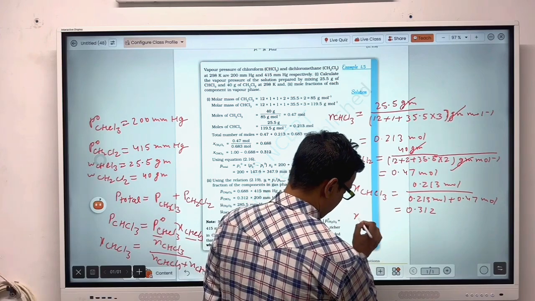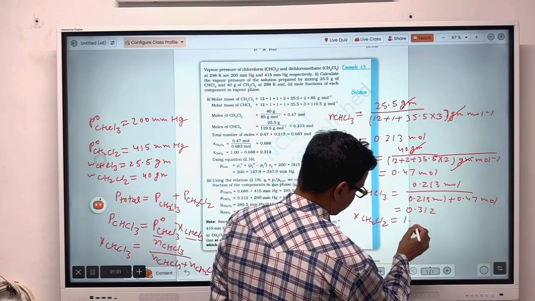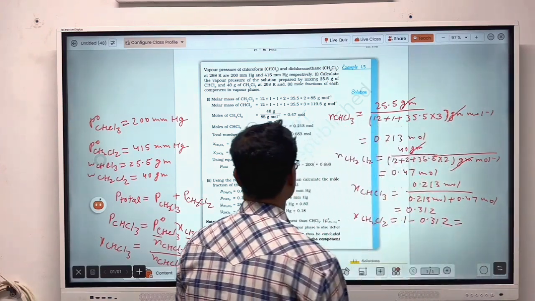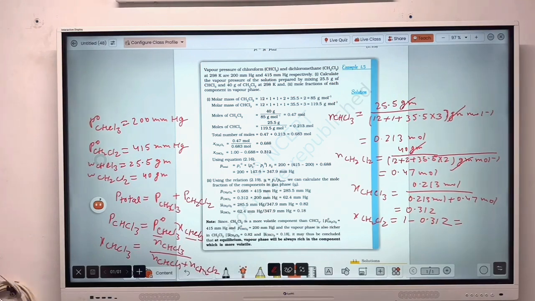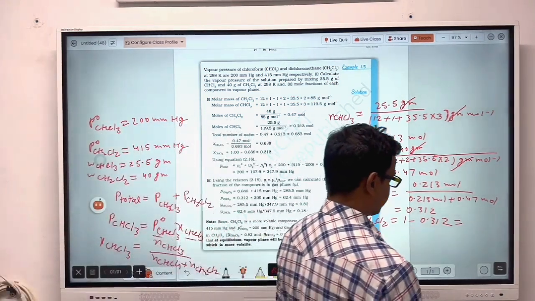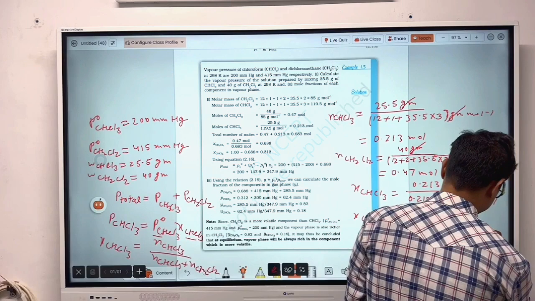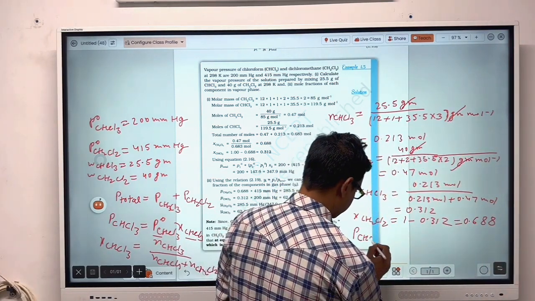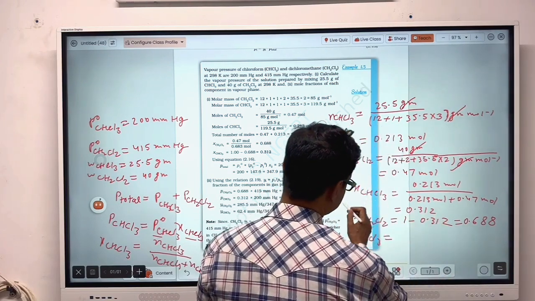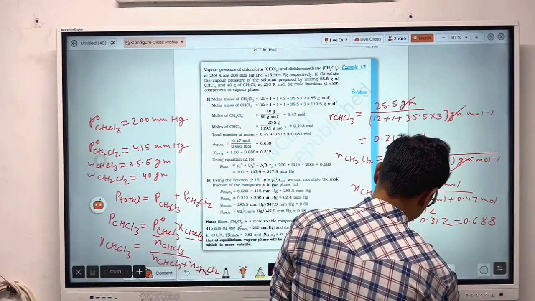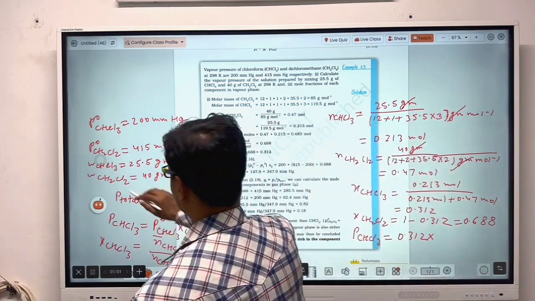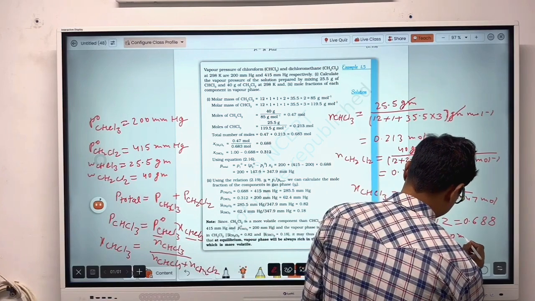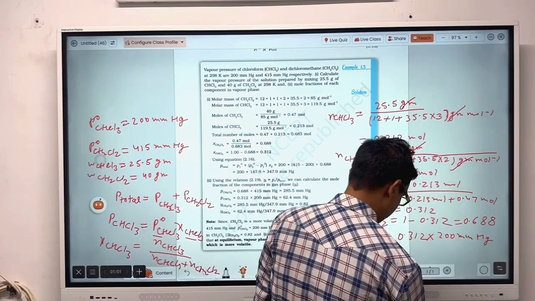Now the mole fraction of dichloromethane you can also find: 1 minus 0.312. That will be how much? That is 1 minus 0.312, which is 0.688. So the partial vapor pressure of chloroform, CHCl3, will be equal to 0.312 into the vapor pressure of chloroform in the pure state, which is 200 mmHg. So that will be equal to how much?